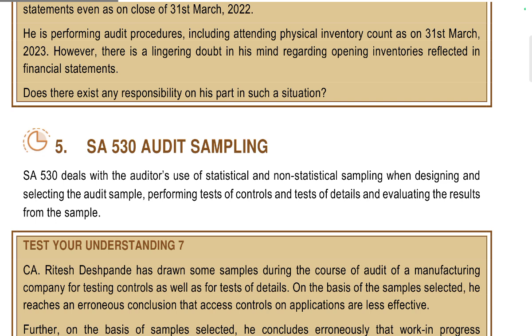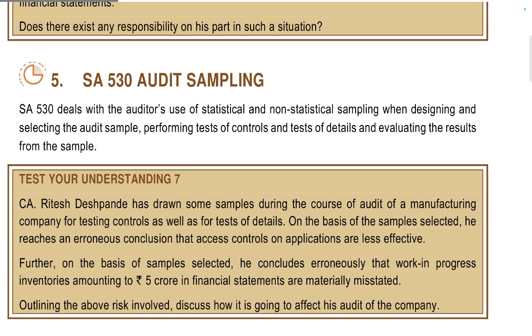SA 530, audit sampling. SA 530 deals with the auditor's use of statistical and non-statistical sampling in designing and selecting the audit sample, performing tests of controls and tests of details, and evaluating the risk of sampling.